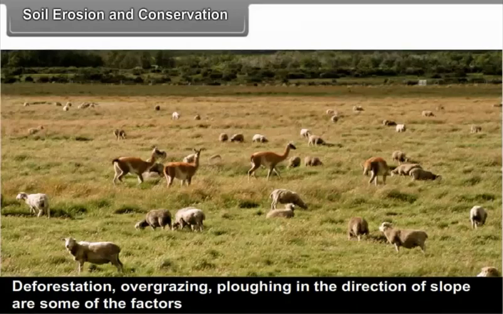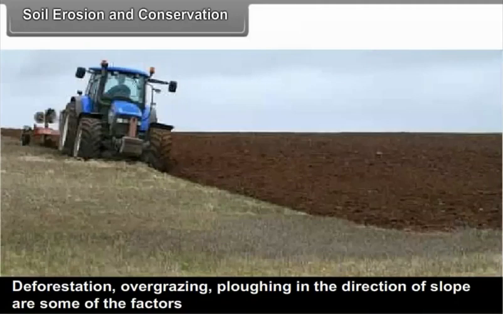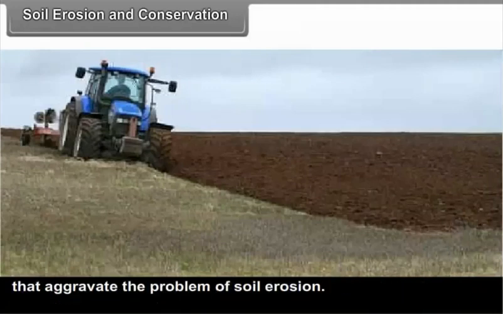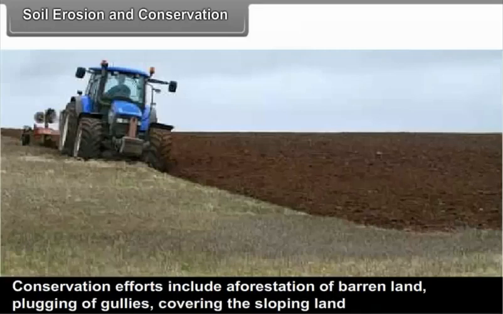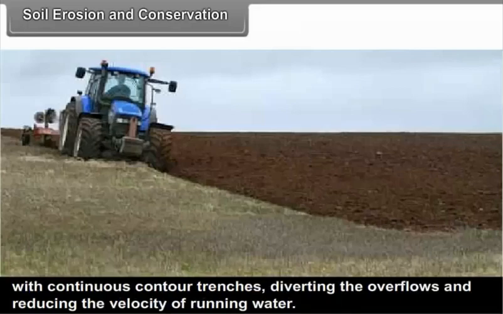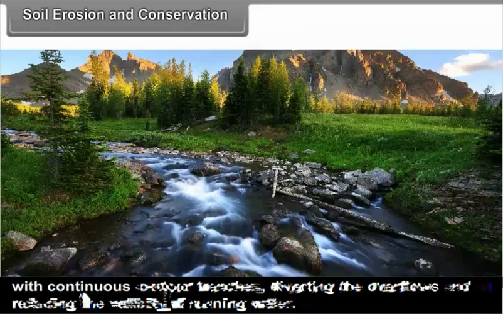Deforestation, overgrazing, ploughing in the direction of slope are some of the factors that aggravate the problem of soil erosion. Conservation efforts include afforestation of barren land, plugging of gullies, covering the sloping land with continuous contour trenches, diverting the overflows and reducing the velocity of running water.